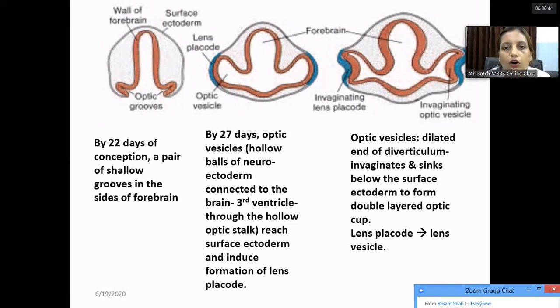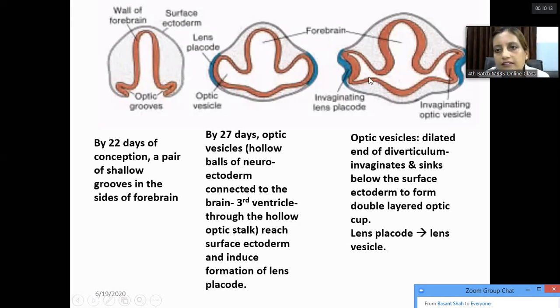It is just a hollow ball of neural ectoderm connected to the brain, and the third ventricle, through this hollow stalk. It reaches the surface ectoderm and induces the formation of the lens placode, which is nothing but the thickened area of the surface ectoderm. This is called the lens placode. When this group enlarges and forms a hollow area, it forms a vesicle.